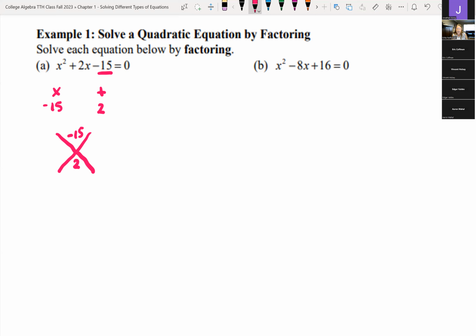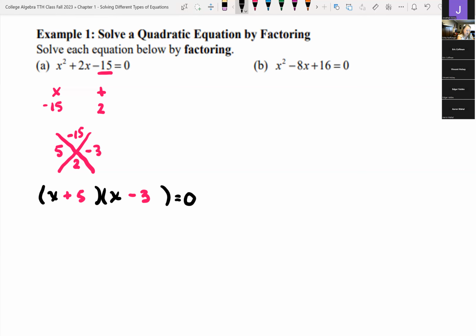So thinking of two numbers that multiply to negative 15 and add to 2. If I multiply and I get a negative number, I know one is positive and one is negative, so I would ignore my negatives for a second. I know 5 times 3 is 15, and 5 minus 3 is 2. So if I use a positive 5 and a negative 3, those are the two numbers that satisfy both of those conditions. So when we factor, here we have x plus 5 and x minus 3 is equal to 0.